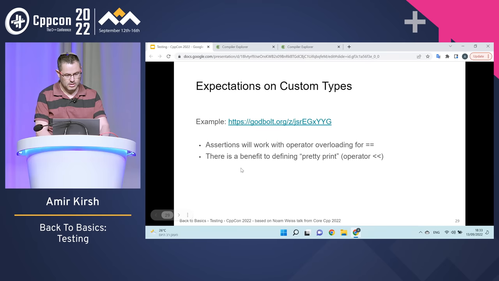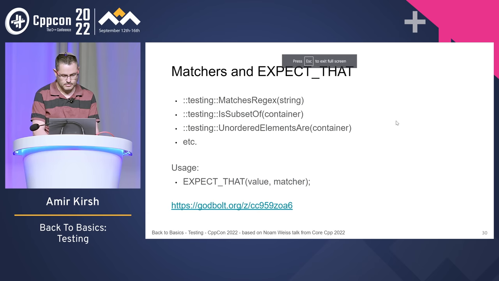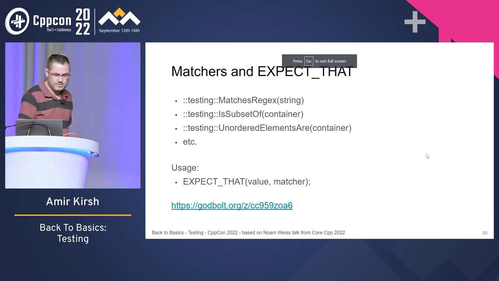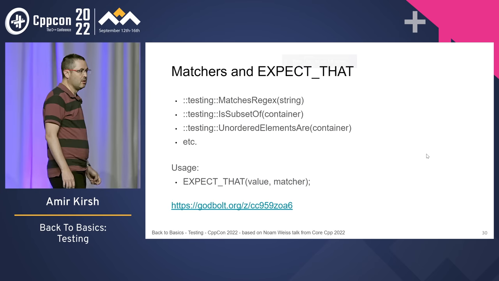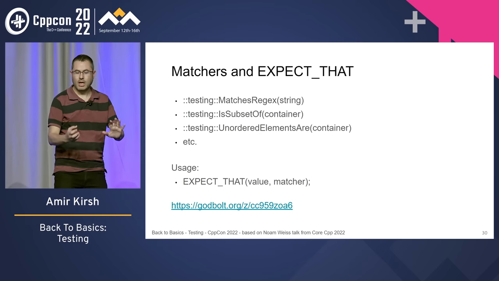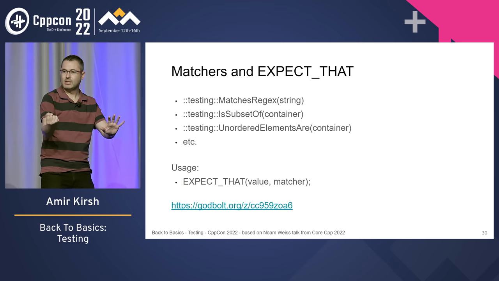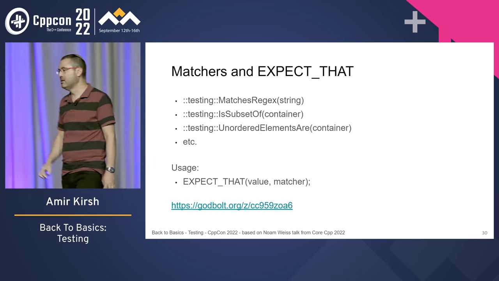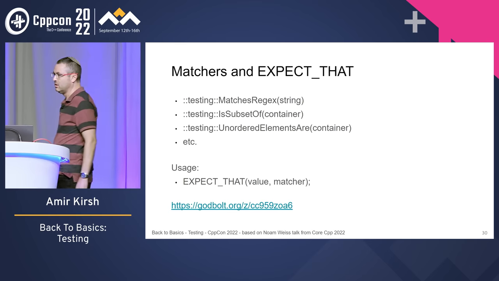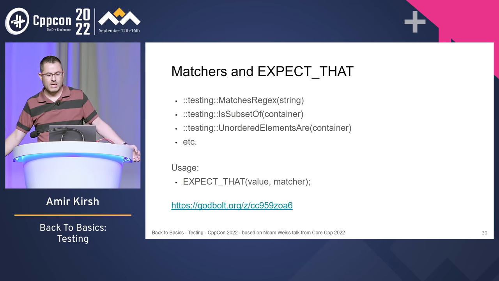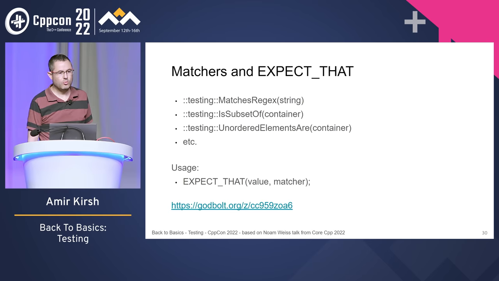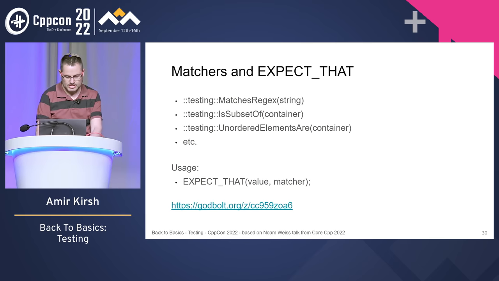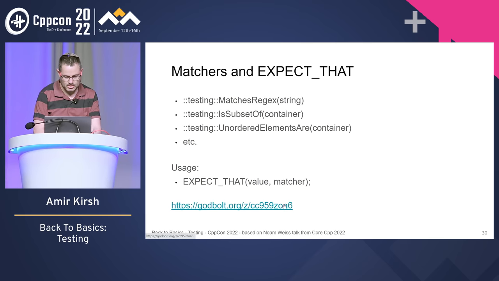OK, so we had here a custom type. Yeah, we can check on custom types. Matches and expect that. In some cases, we could use expect true and put some statement, some check inside, but we want a better explanation if it fails. So we are using a matcher. GTest itself comes with a few matchers. We can create our own matchers. Let's take a look at an example.